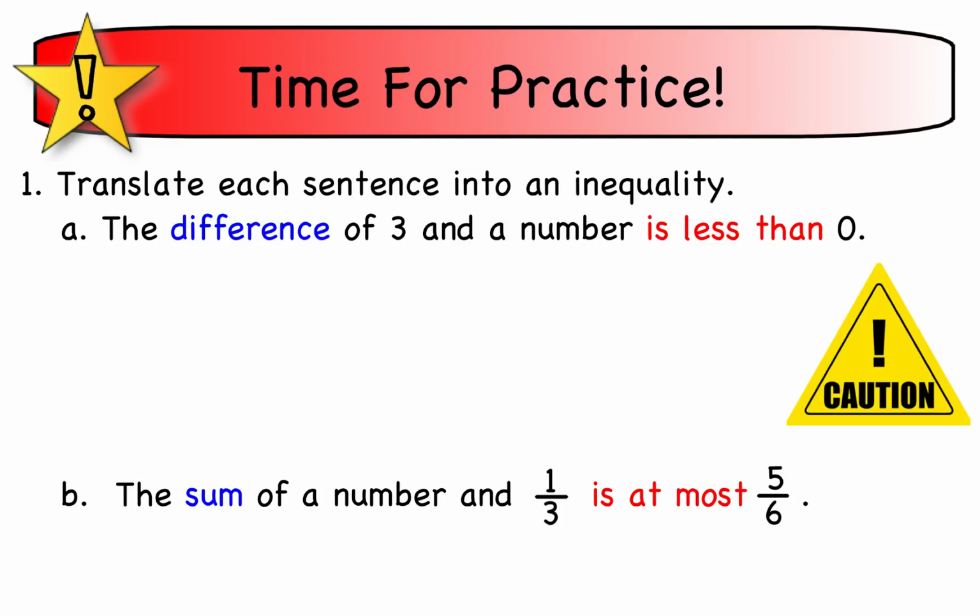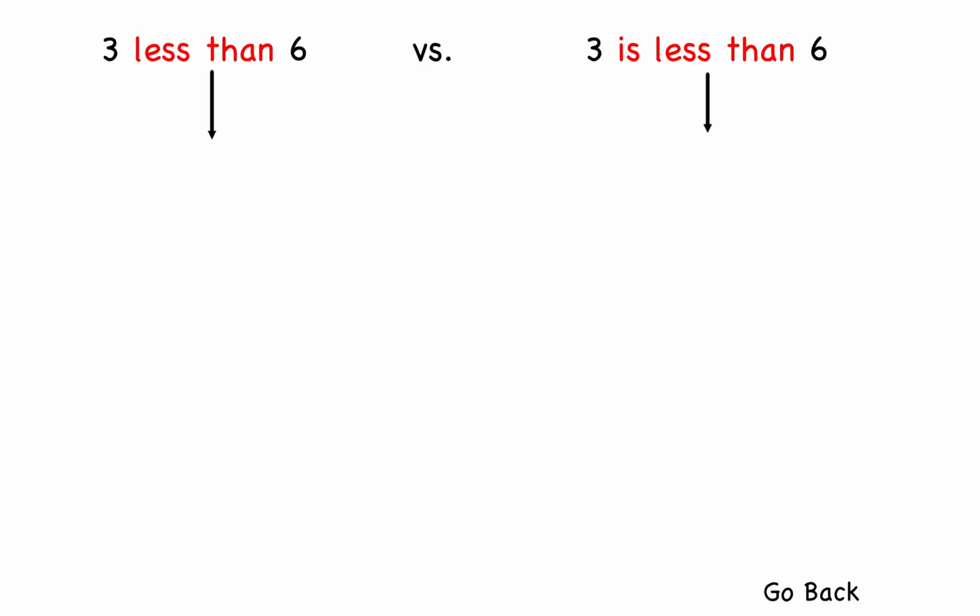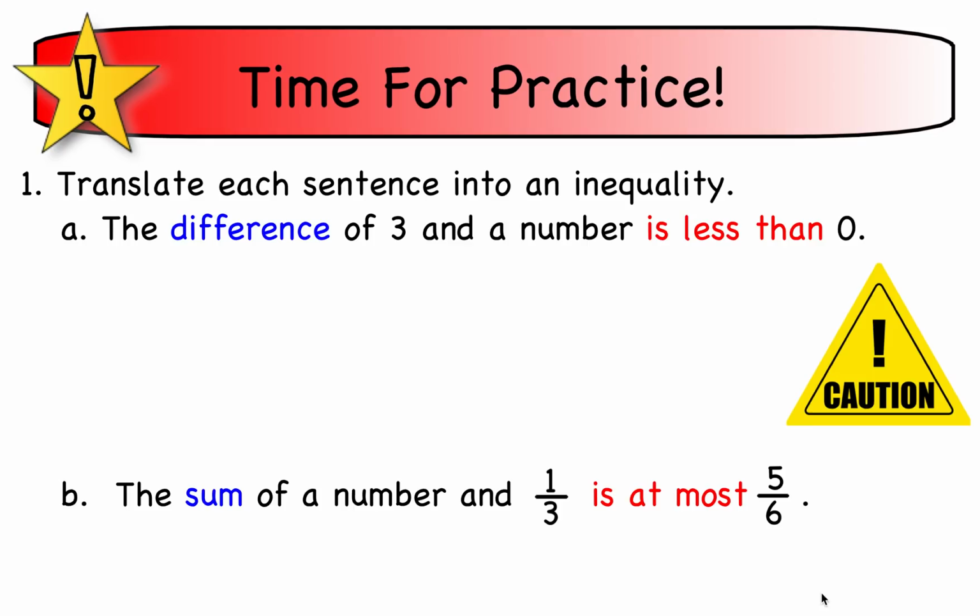So there is one caution here I wanted to remind you of. If we have 3 less than 6, that translates to 6 minus 3. But notice, just by putting the word is in front of the words less than, that means the inequality: 3 is less than 6 versus 3 less than 6. So that's a very, very small detail that's very, very important for you to translate your words to inequality. So don't forget to pay attention to that.